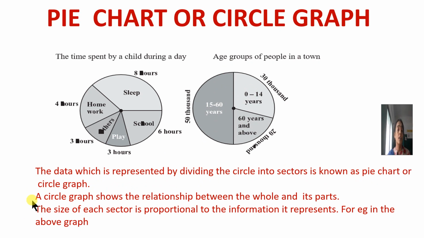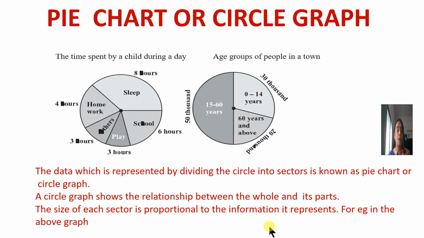Now, a circle graph shows the relationship between the whole and its part. Now, the size of each sector. This is one sector. The size of each sector is proportional to the information it represents. For example, in the above graph. Now, what does this mean? Size of each sector means it is represented by a fraction. That is, the value of the sector, that is 8 hours, upon the total number of hours. Total number of hours is 24.